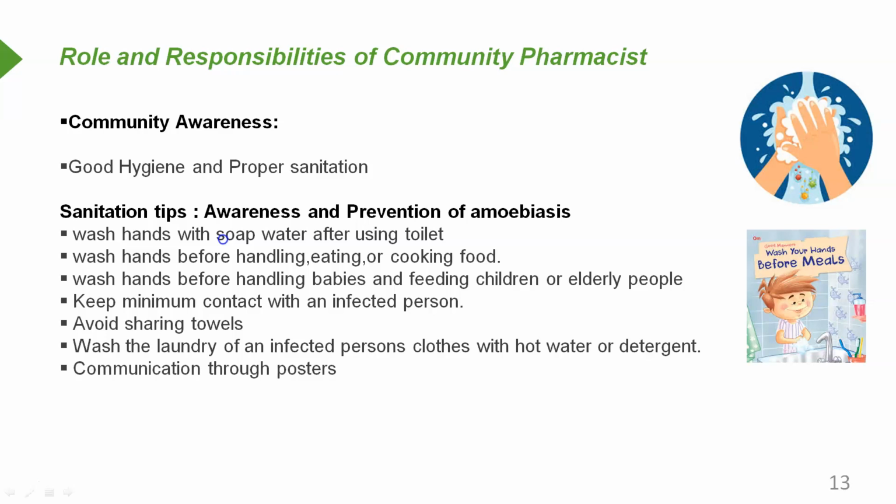What happens here? The community pharmacist can play a very great role in society. He can give education and awareness messages, which can be communicated through posters. He can display the posters in the pharmacy store, which happens specifically in rural areas, or in slum areas where open defecation is still practiced, which must be targeted for education and awareness.